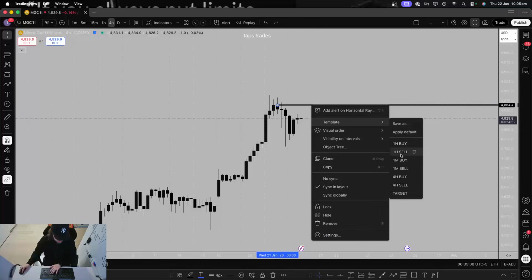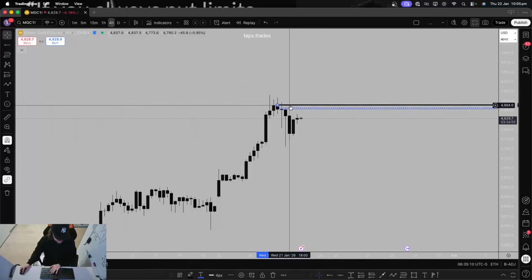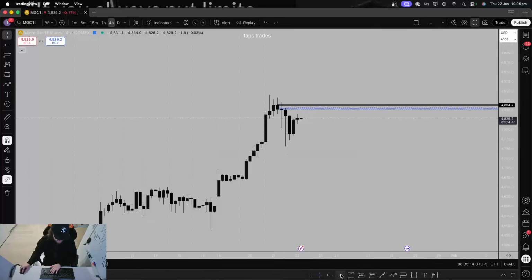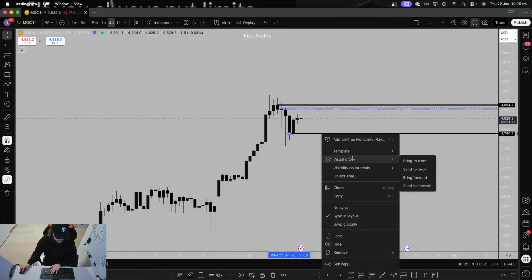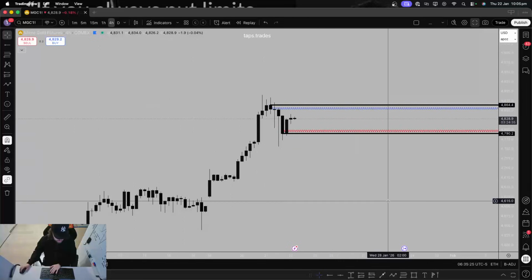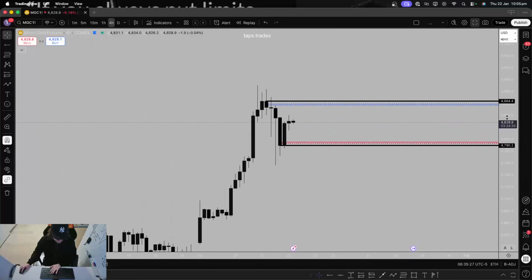Basically what I want now is, above this level here, I essentially want price to break above here to create an indication. And below here, if price breaks below here, that's a 4 hour sell. So these are the two scenarios. Let's just draw this out.